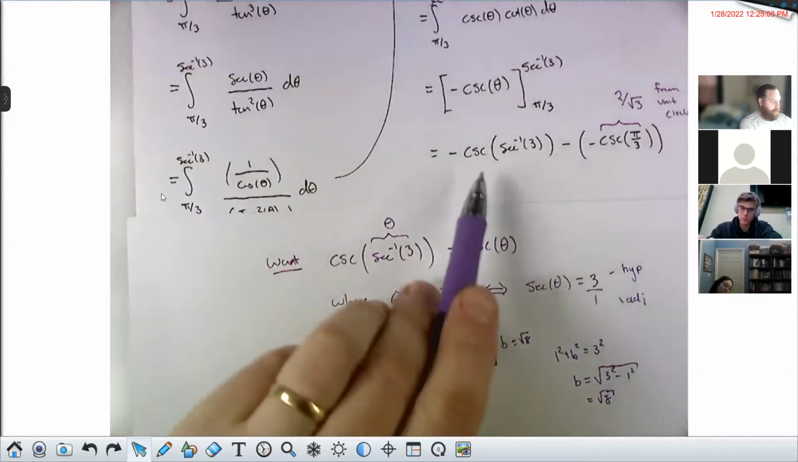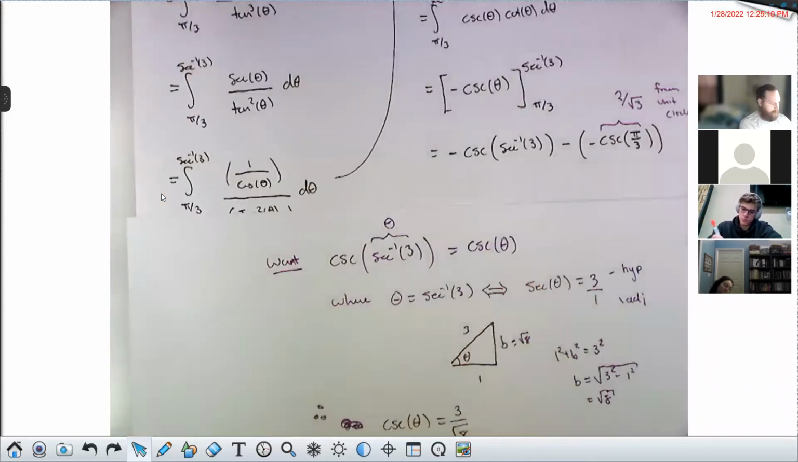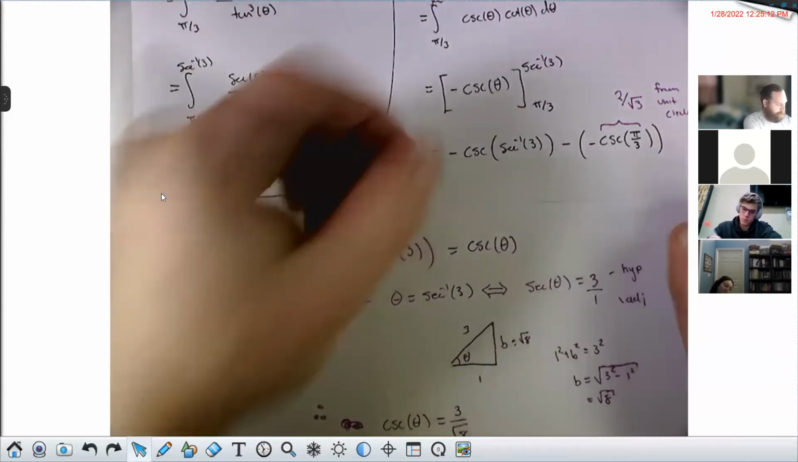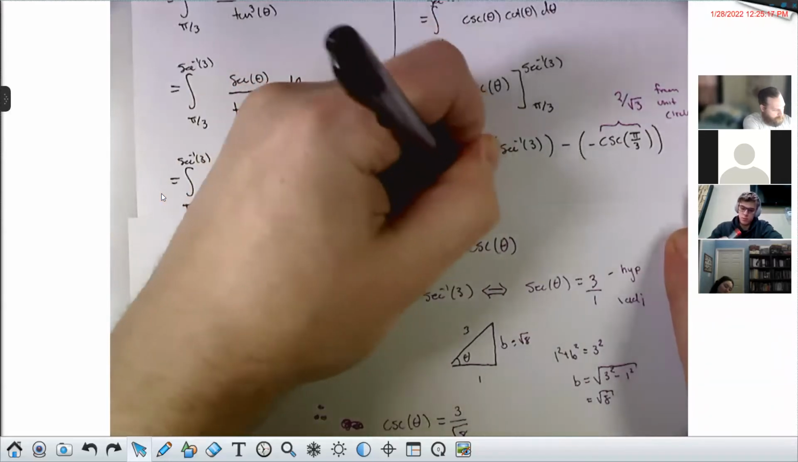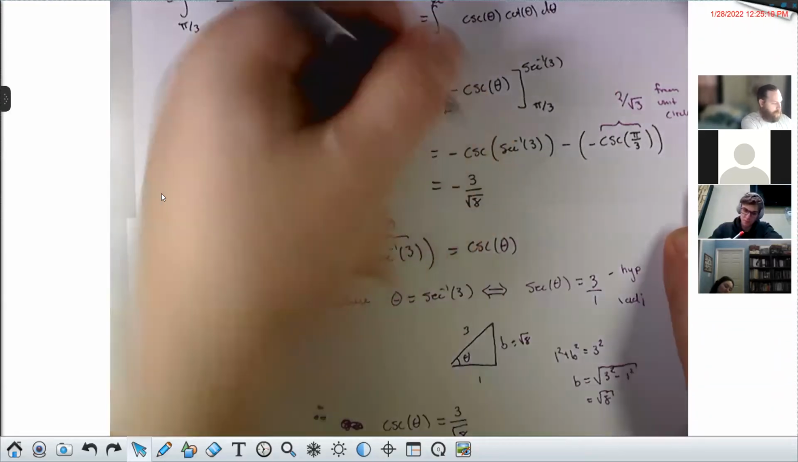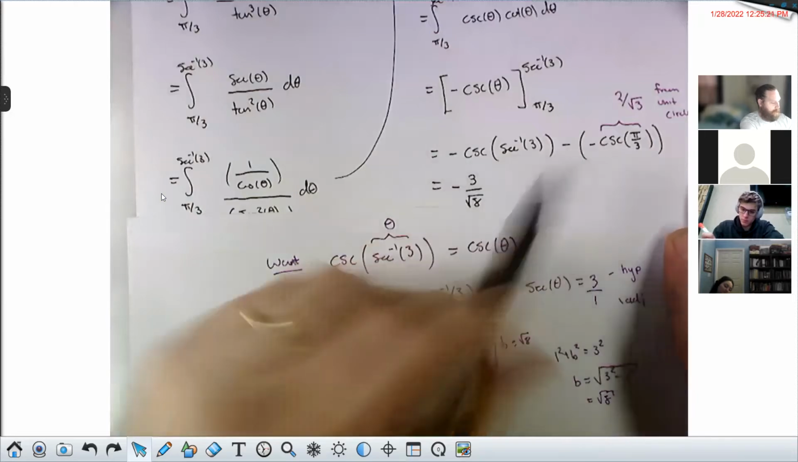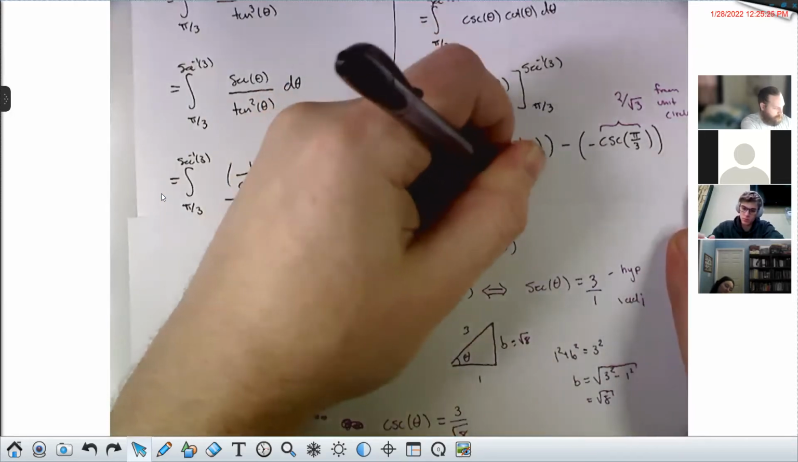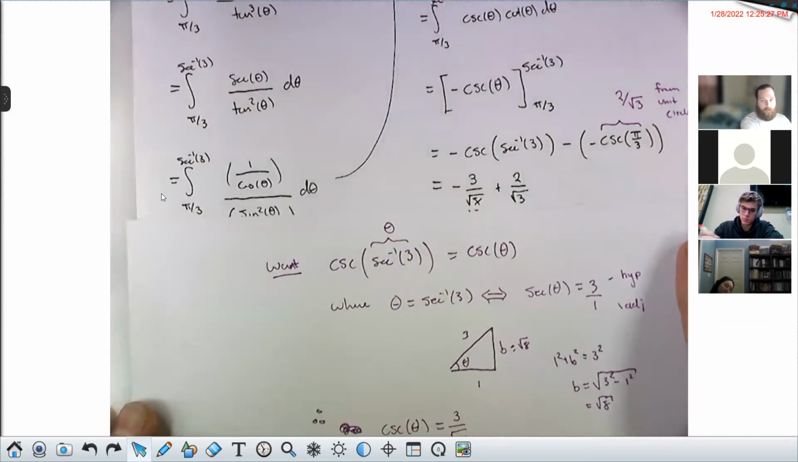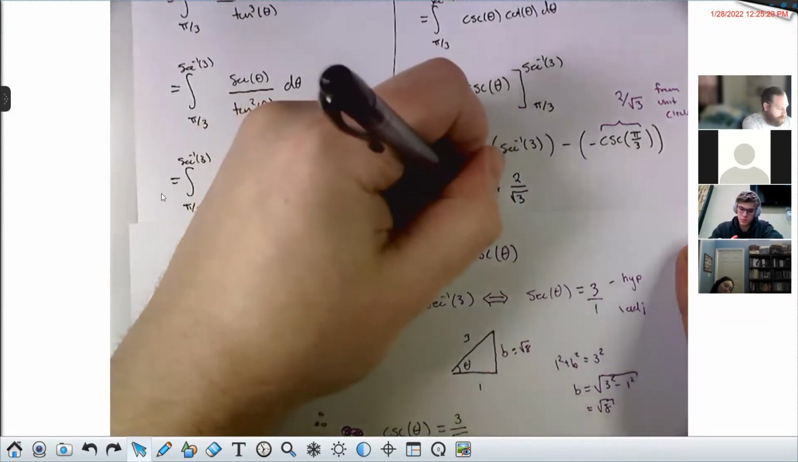So this fellow right here, cosecant of inverse secant of 3. There's a negative out front, so it's negative 3 over root 8. Minus minus here makes plus 3 over the square root of 8. And that is your final answer.